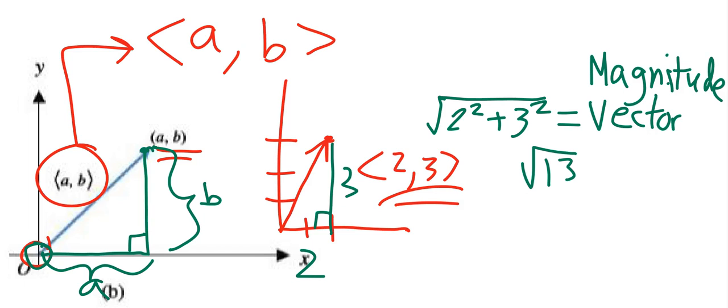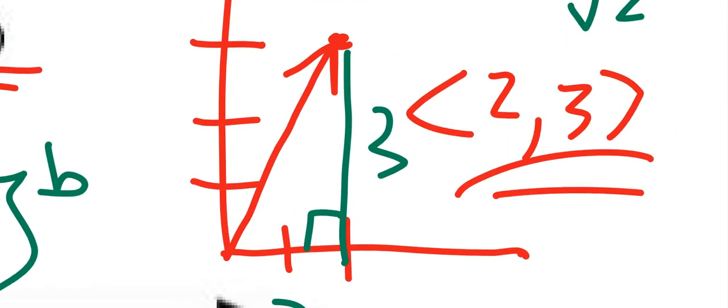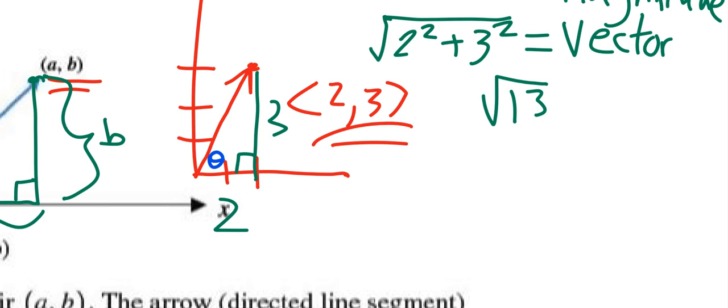Now, could you find this angle for me right now? Use your calculator, find the angle. You know it's the vector 2, 3, so you know what the components are. So find me that angle. Okay, so I heard one person say that the tangent of theta equals what fraction? 3 over 2.